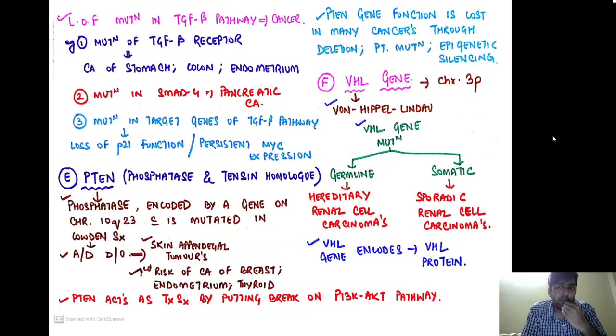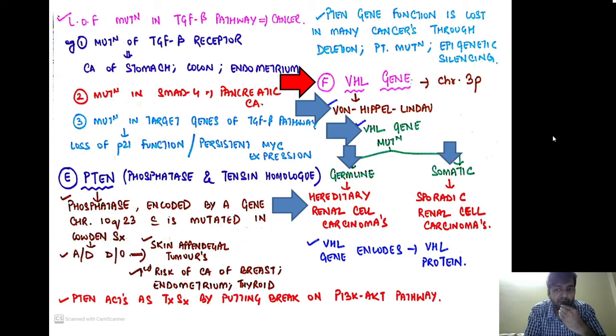Now we will read about another very important tumor suppressor gene, that is the VHL gene. The VHL gene is found in chromosome 3p and the full form is von Hippel-Lindau. The mutation of this VHL gene, if it is acquired in the germline, always means an inheritable mutation. It is going to lead to hereditary renal cell carcinoma. But if the mutation is somatic, meaning acquired in the lifetime, it is going to lead to sporadic renal cell carcinoma. The VHL gene encodes a protein called the VHL protein.